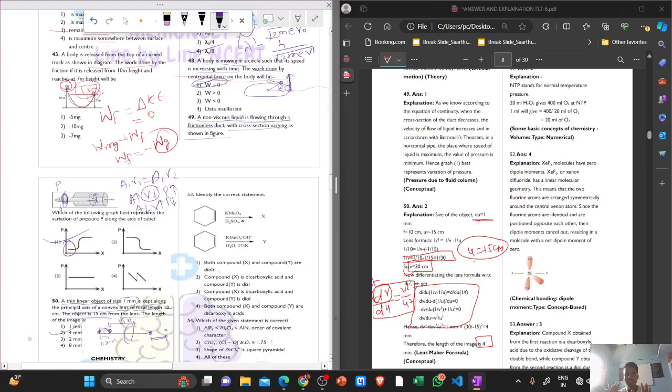I hope you understand the explanation of each question. If you have any doubt, please put it in the comment section. Most importantly, most of the questions are formula based or a mix of two different concepts or two different formulas. You just need to remember the formula and its application. Thank you very much.